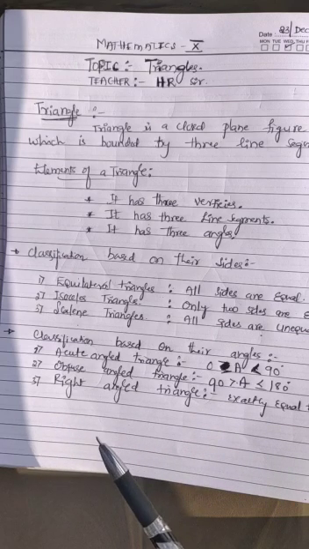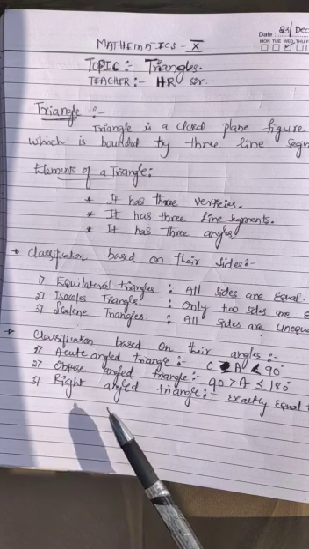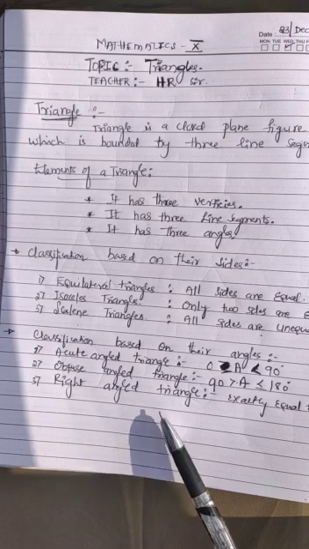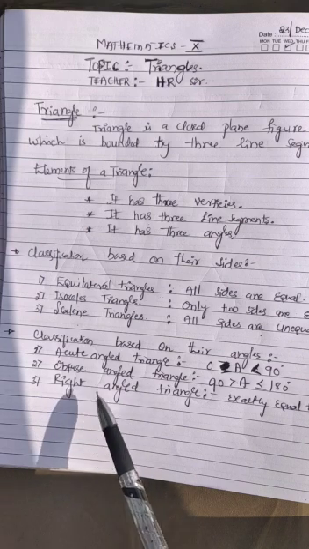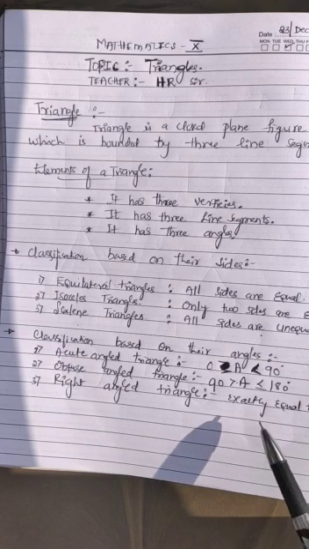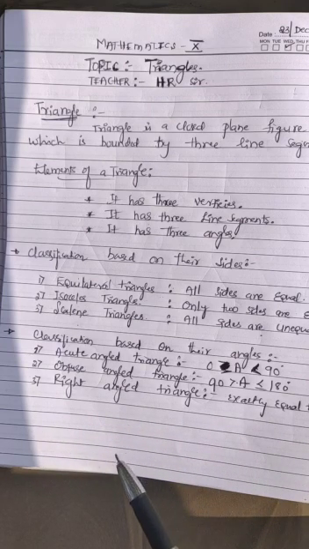And also we have one of the important triangles, that is the right angle triangle. A right angle triangle means an angle which measures exactly 90 degrees. In any triangle, if any one of the angles is equal to 90 degrees, then it is a right angle triangle, right?